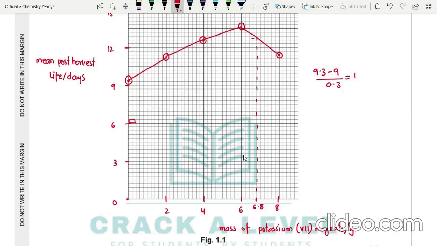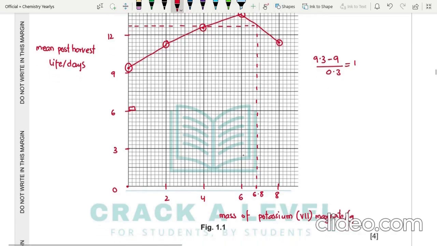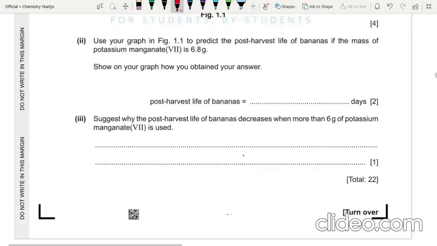So it will come as this point, about this point. So this will come as about 12.65 days. So 12.65 days.